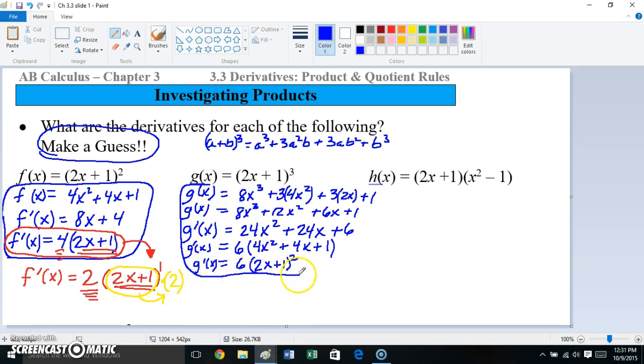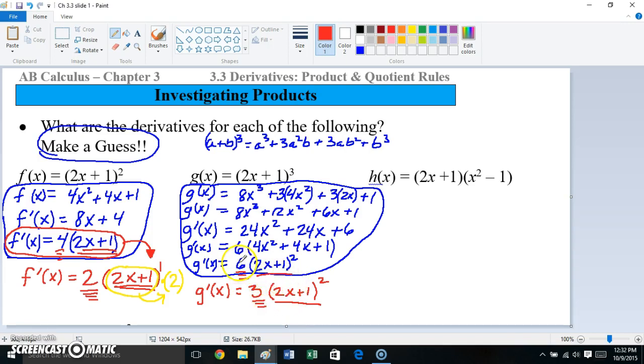I'd like to see if I could apply the power rule to my original g of x function, (2x + 1) cubed, to see what its derivative might be using the power rule. So I would say g prime of x, bring that exponent down in front, reduce the power by 1. Okay, let's take a look here. A lot of it looks okay. (2x + 1) squared, (2x + 1) squared. But again, my coefficients are different.